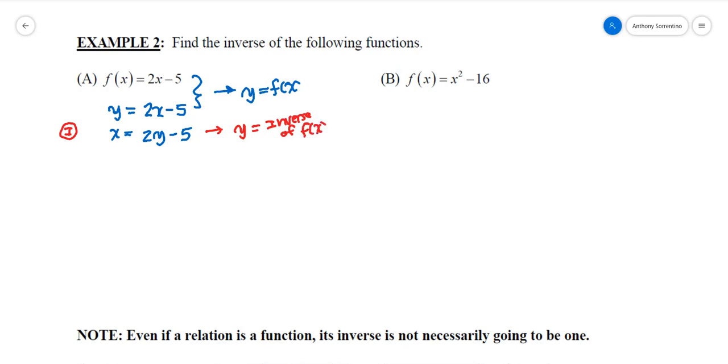Now we have a notation for that if it ends up being a function. I have to see though if it's going to be a function. And the way I need to do that is to solve for the new y. So I want to get this y by itself. I'm going to add 5 to both sides.